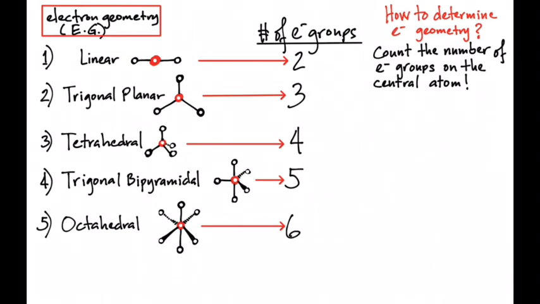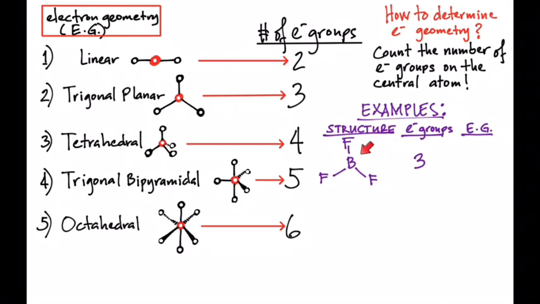So let's take a look at a few examples here. Let's say we have BF3, which is boron trifluoride. When you draw the Lewis dot structure, you can see that the boron, the central atom, has 3 electron groups total. And so its electron geometry would be trigonal planar.